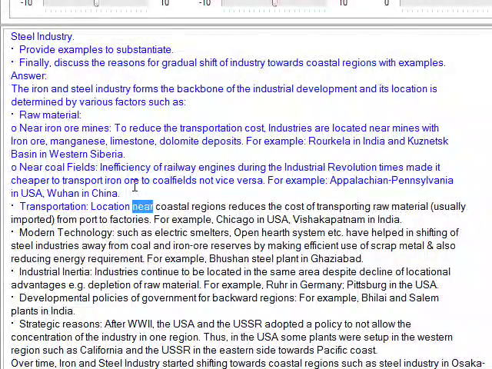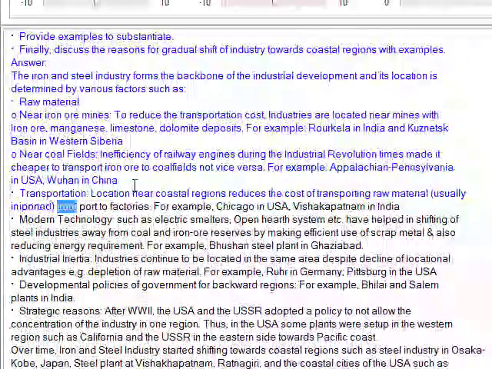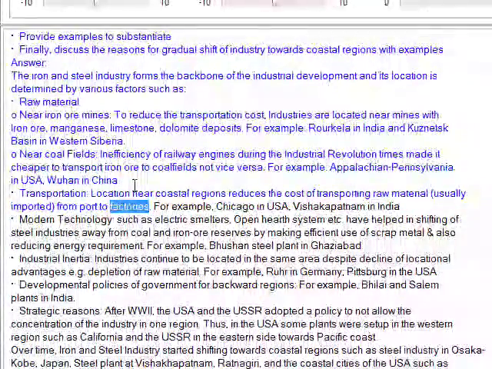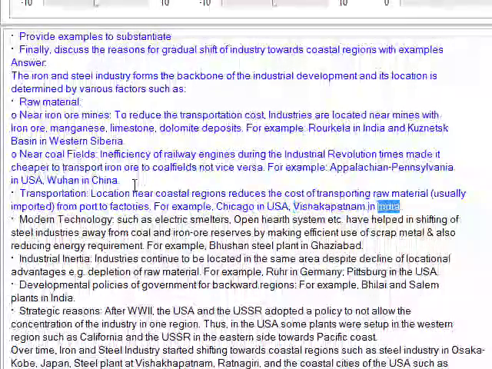Transportation. Location near coastal regions reduces the cost of transporting raw material, usually imported, from port to factories. For example, Chicago in USA, Visakhapatnam in India.